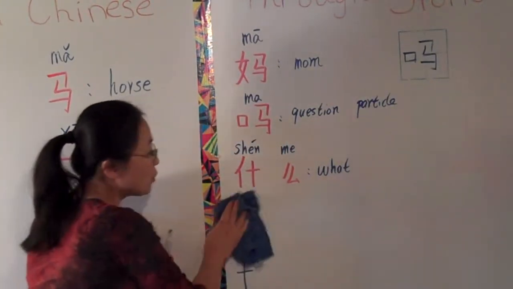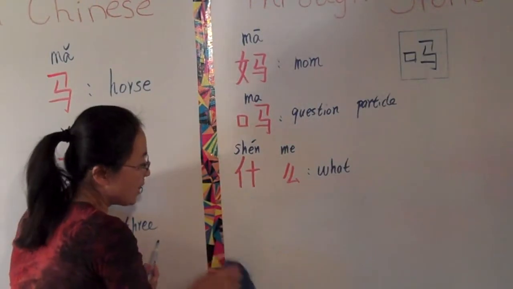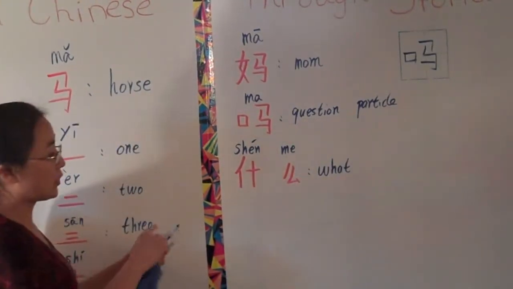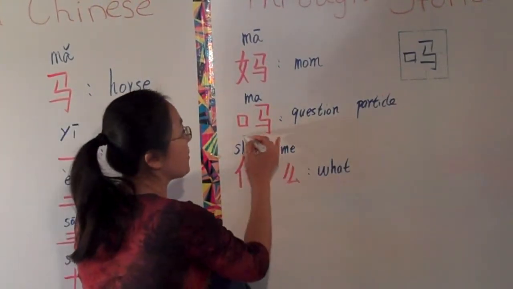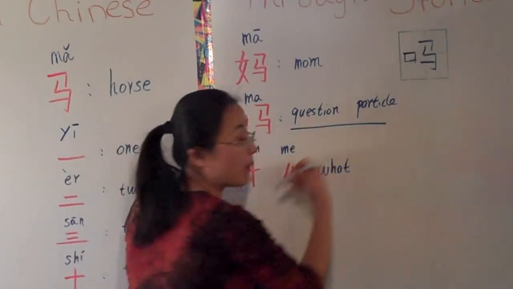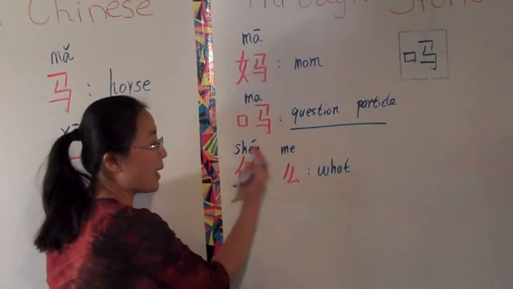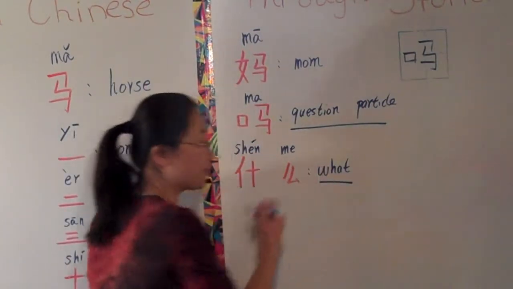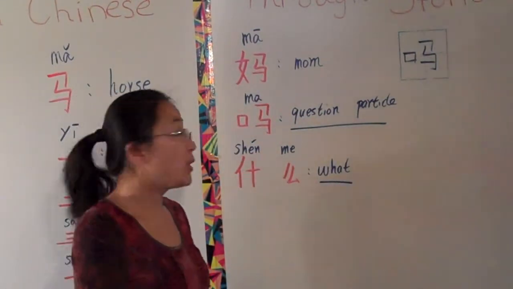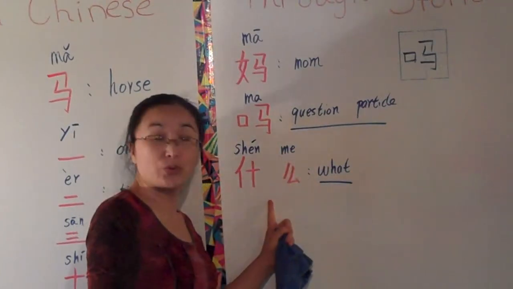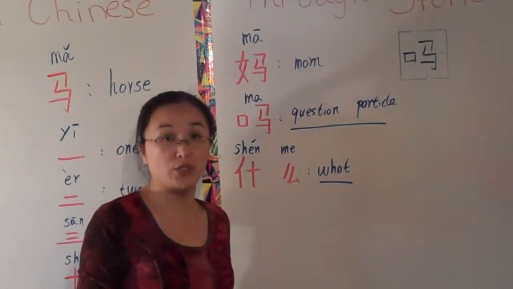Okay, now you may figure out the new complicated characters. One is 吗, a question particle. Another one, 什么, means what. Today we will use these two things to ask questions.